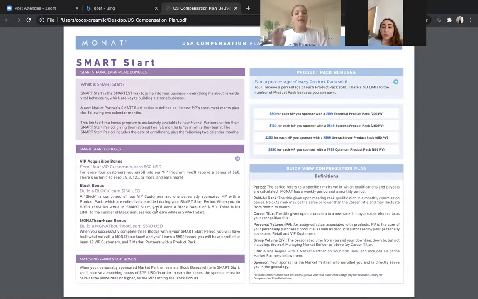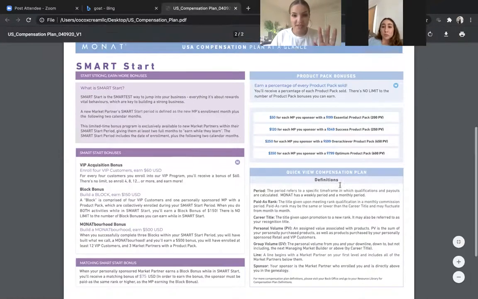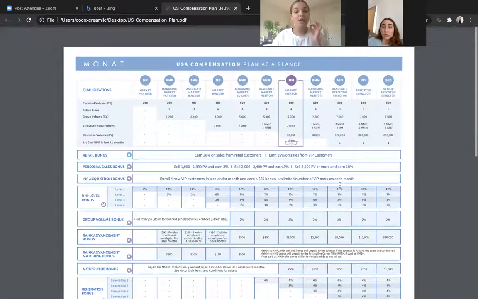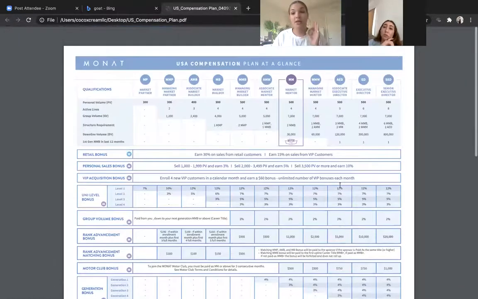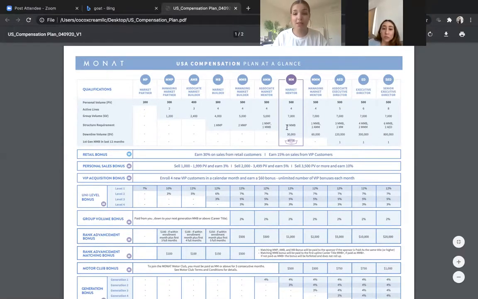Okay. Boom. That's basically it for your Smart Start period. One thing I do want to touch upon really quickly is our incentives. A big incentive that we have. So MMB is when you hit leadership. The next big leadership rank is MM. This is when you get the free Cadillac. This is the car right here.